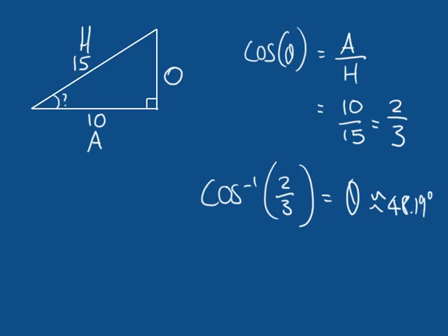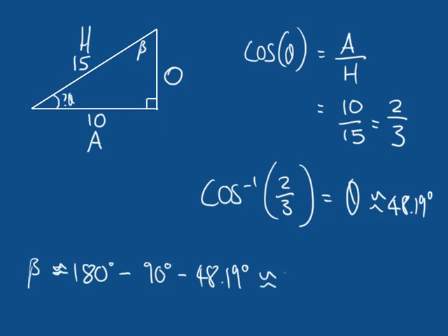Fantastic. So let's now find the other angle in our triangle. Well, we know that the angles in the triangle add to 180, so we could say that this angle, which I guess I could call beta, if this is theta, we could say that beta is equal to 180 degrees minus our right angle 90 degrees minus our 48.19 degrees, and that's going to tell us, and this is approximate because we know our 48.19 is approximate, that this is approximately 41.81 degrees.